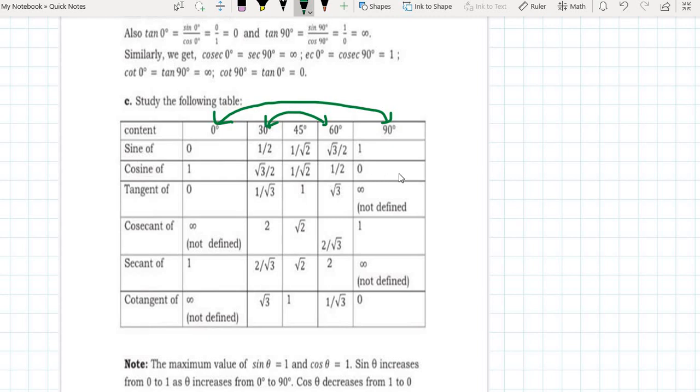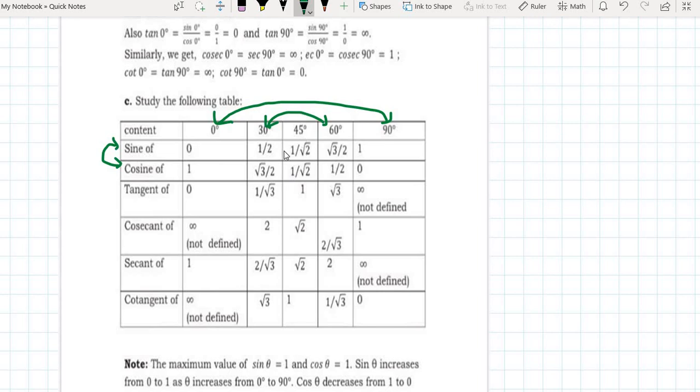Now it is enough if you know these two values, sine and cos, and we know that to get the tan value, you have to divide these two. So tan theta is sin theta by cos theta. So divide these two. 0 by 1, 0. 1 by 2 divide by root 3 by 2. That is for 30 degrees. So tan 30 is 1 by root 3.